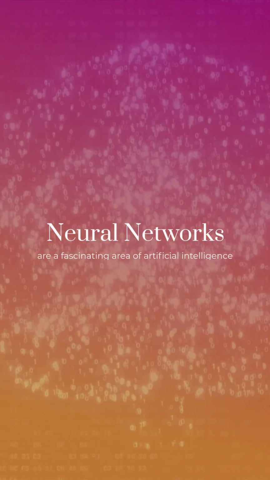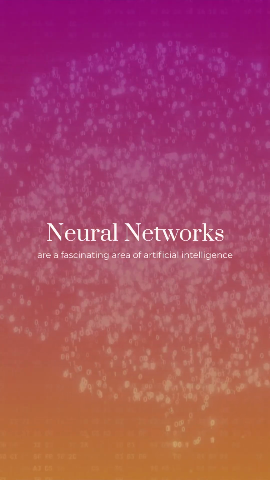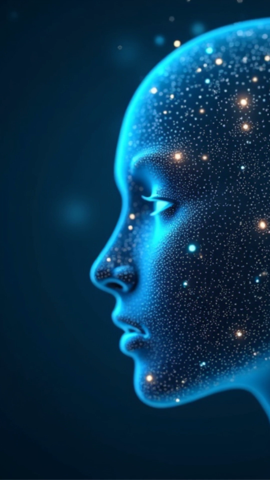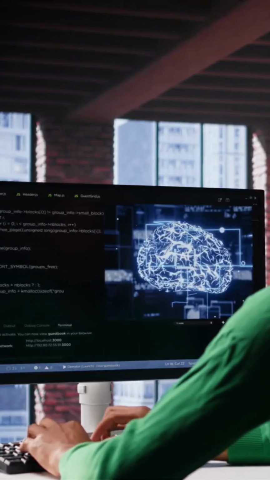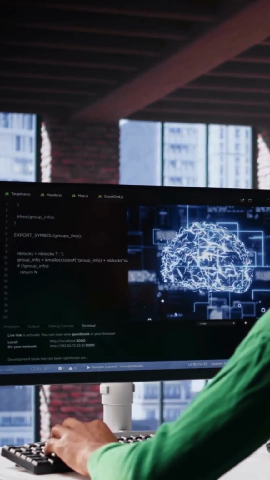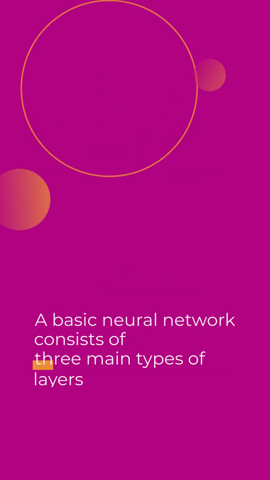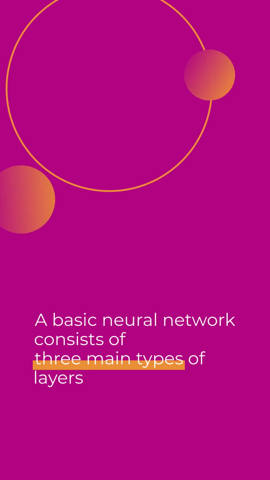Neural networks are a fascinating area of artificial intelligence, mimicking the way human brains process information. They are composed of interconnected neurons, which work together to recognize patterns and make decisions. Let's explore the structure and function of these networks. A basic neural network consists of three main types of layers.